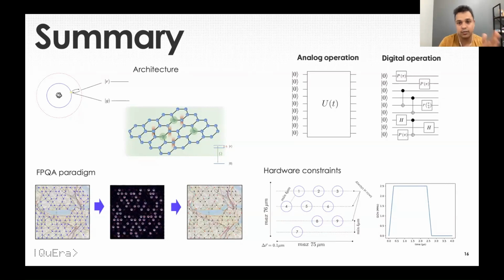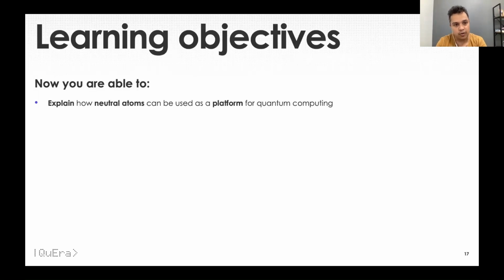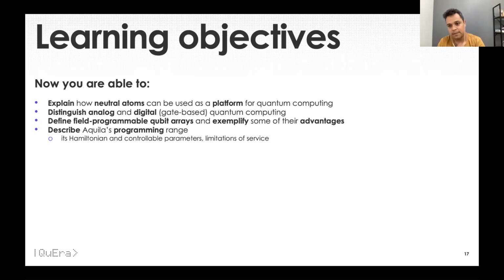We discussed the architecture, we discussed analog and digital, we discussed FPQA paradigms, and we discussed some hardware constraints for geometry and waveforms. I'm going to leave this on the screen. I'm going to officially call a break. If you want to post questions, I can take some questions. But otherwise, please do get some rest because there's a lot of content.